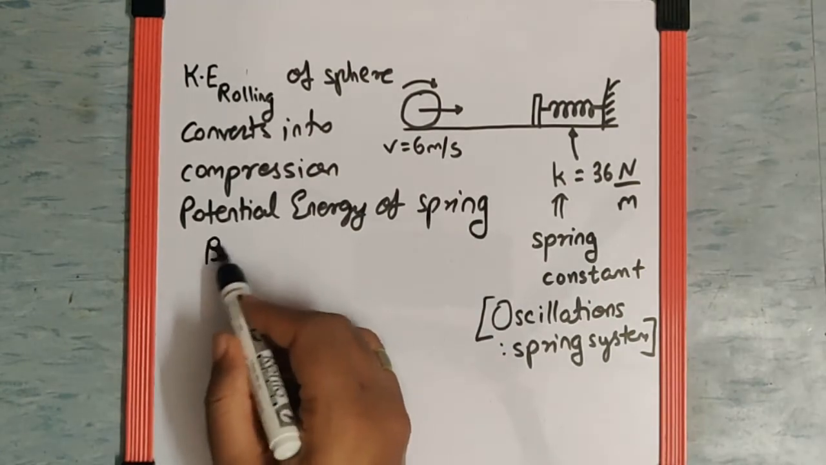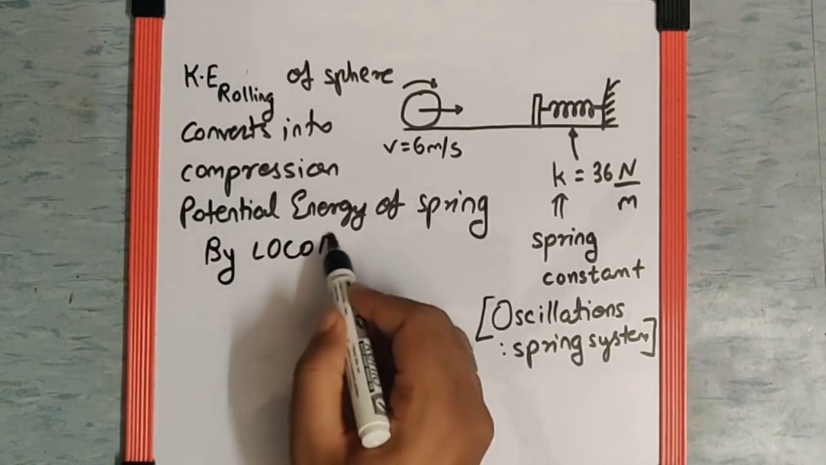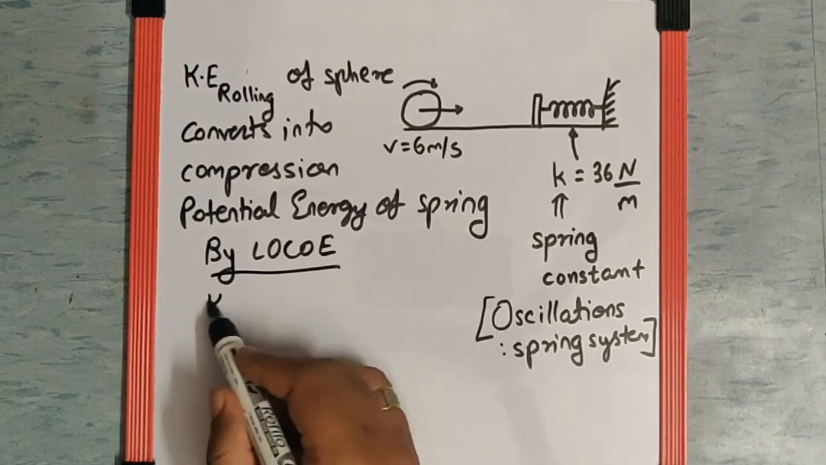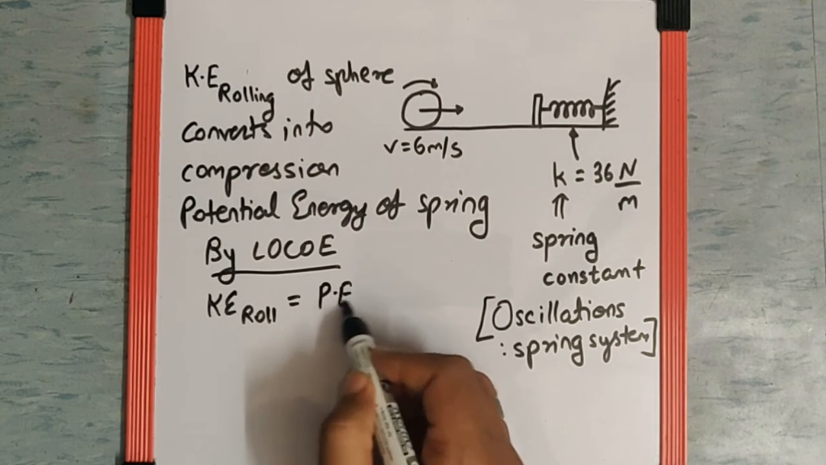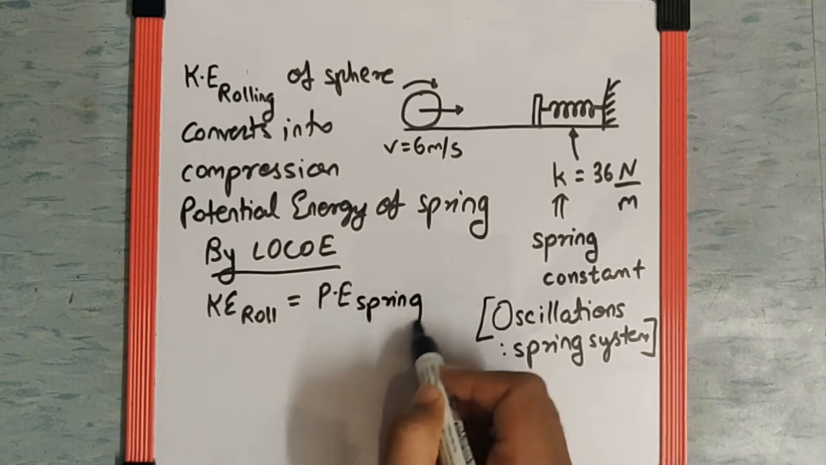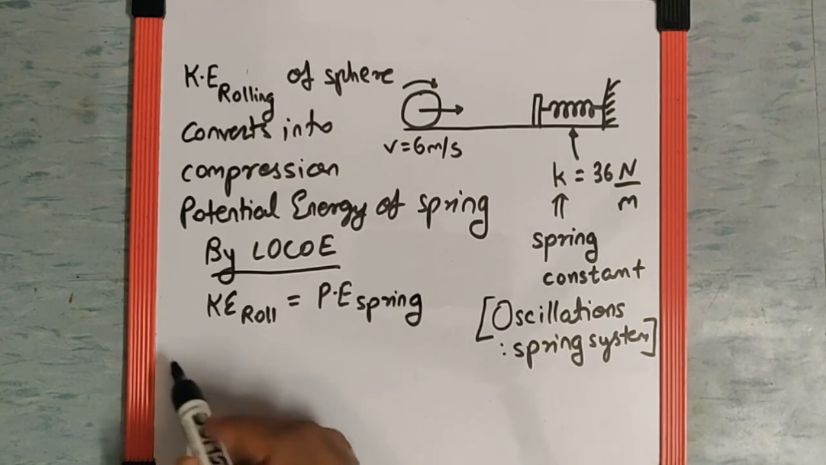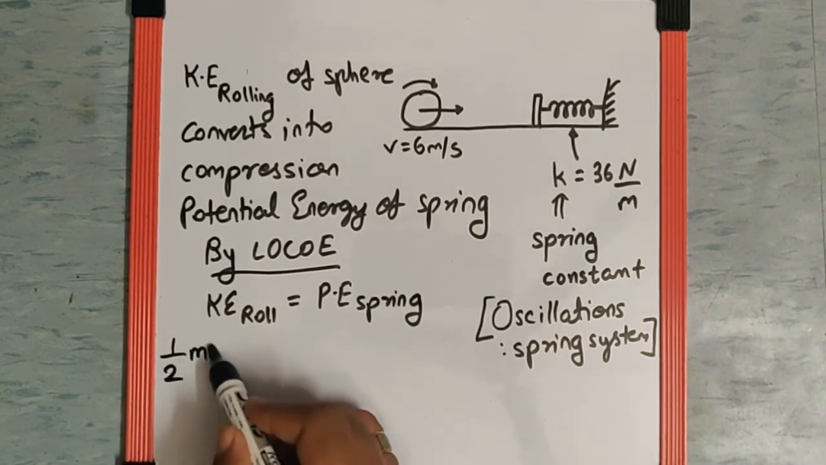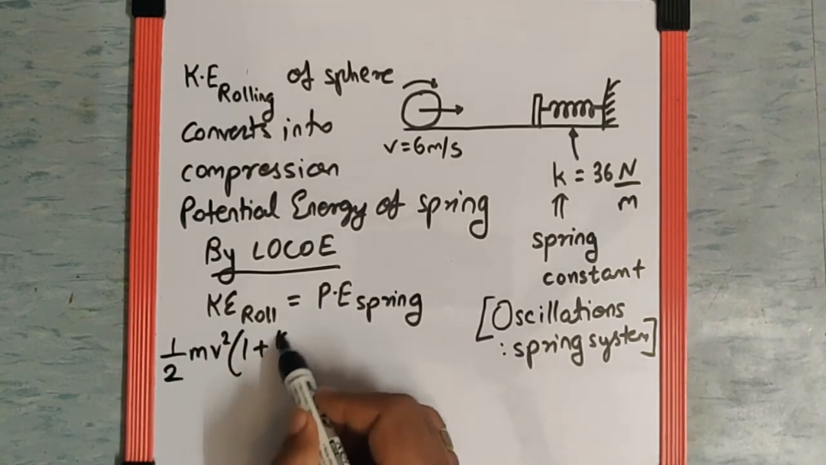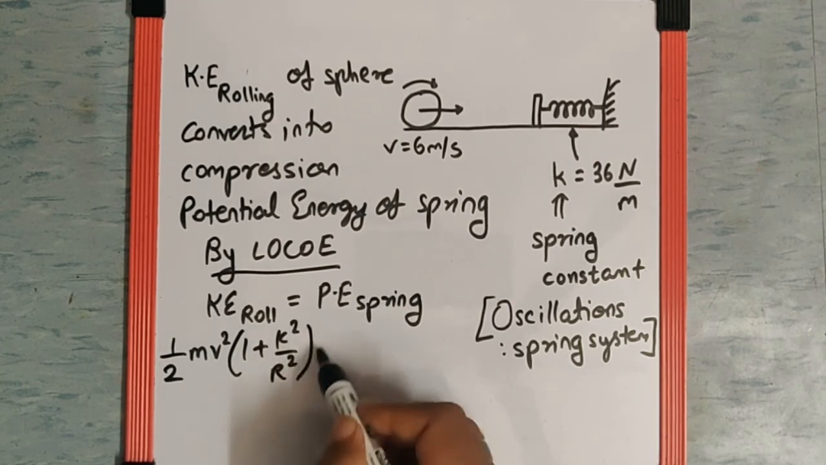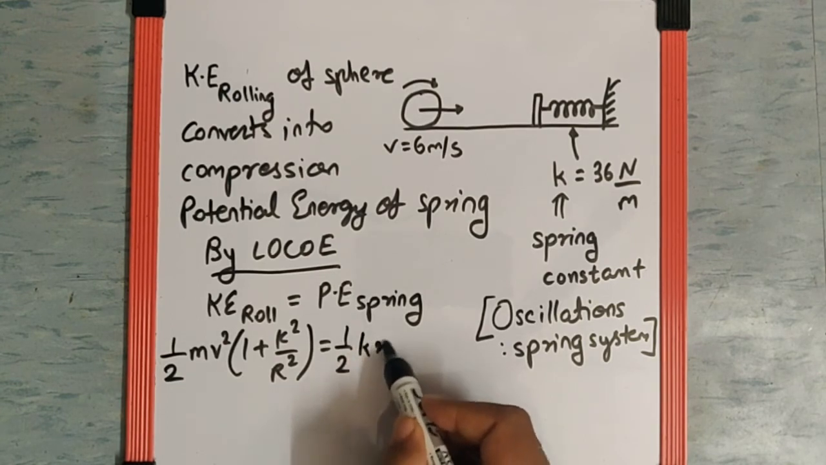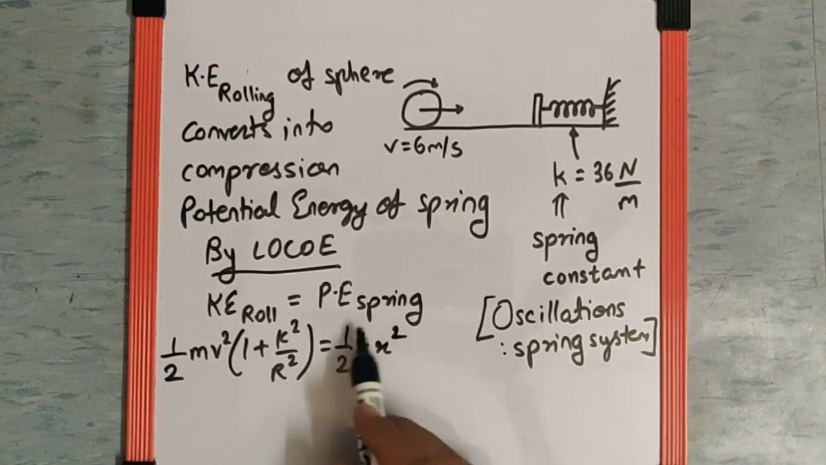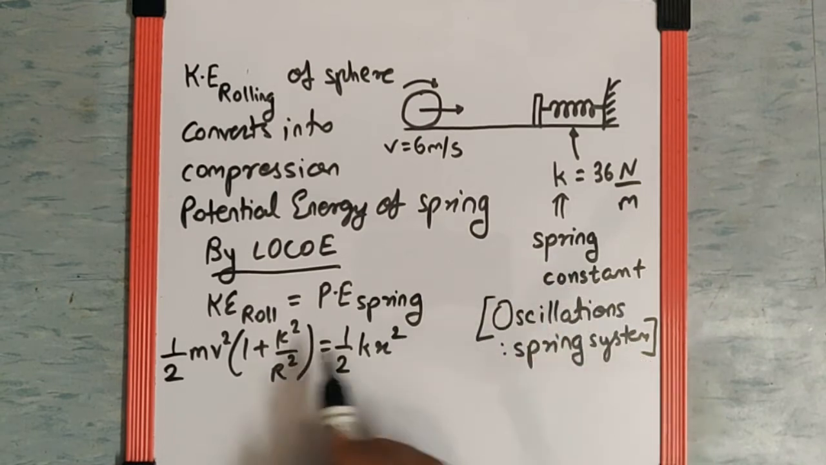So by law of conservation of energy, we can say both the energies are going to be equal, that is kinetic energy rolling equivalent to the potential energy of the spring. Now the kinetic energy rolling, we have the formula as half mv square (1 plus k square by r square) is equal to potential energy for the spring, which is half k x square. I repeat, this k is the spring constant, whereas this k is the radius of gyration.